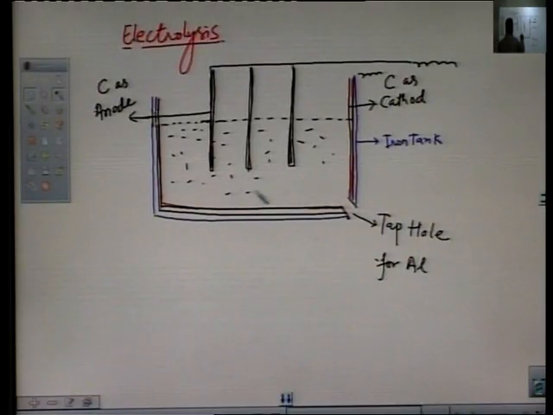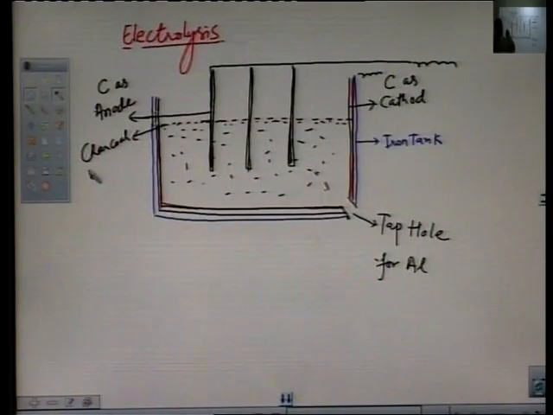To avoid oxidation of the electrolyte, charcoal powder is sprinkled over it.